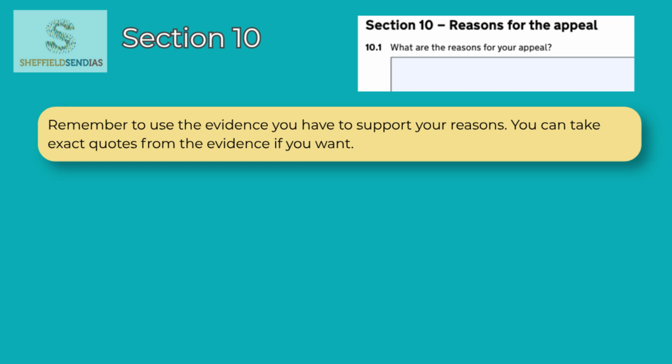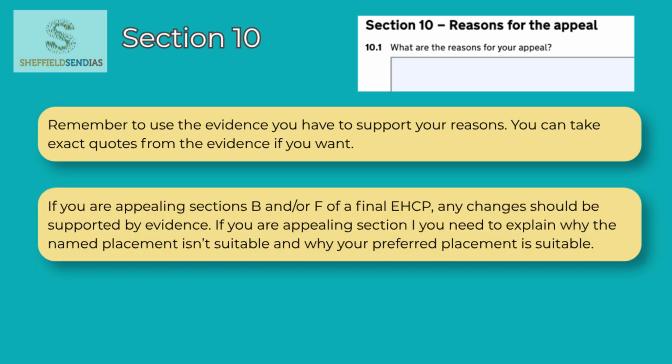This could be the final EHCP or the reports gathered in the needs assessment if you don't have an EHCP. You can copy and paste things from these documents, but make sure you reference where they've come from. If you're appealing sections B or F of the EHCP, any requested changes should be supported by evidence. If you're appealing section I, which names the school placement, you will need to explain why the school currently named in the EHCP is not suitable and why the school you want is suitable.